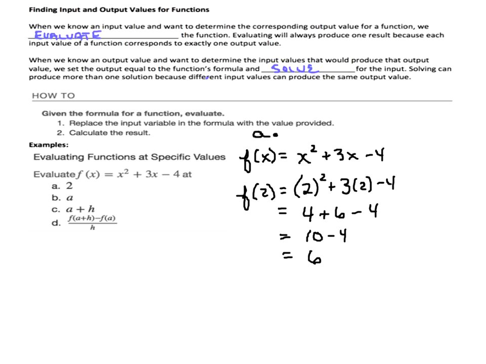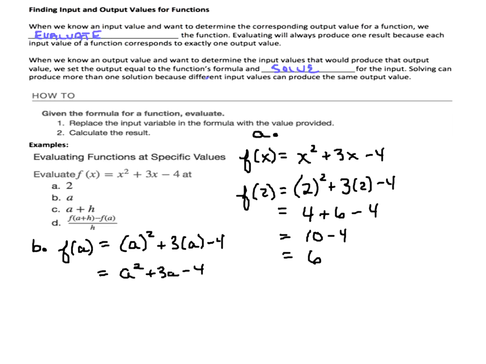All right, so this is A. And here's B. They say, okay, well, what about f of A? Oh, well, that's easy. You just stick A wherever you see x. So A squared plus 3 times A minus 4. A squared plus 3A minus 4. That's your output. It doesn't feel good, but you did it. It's no big deal there.